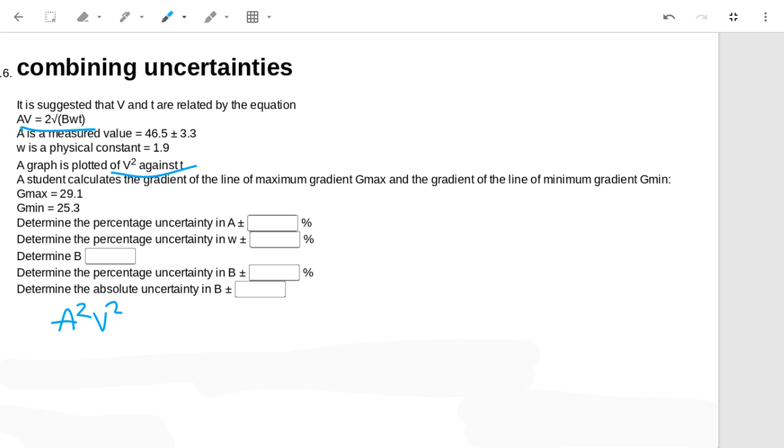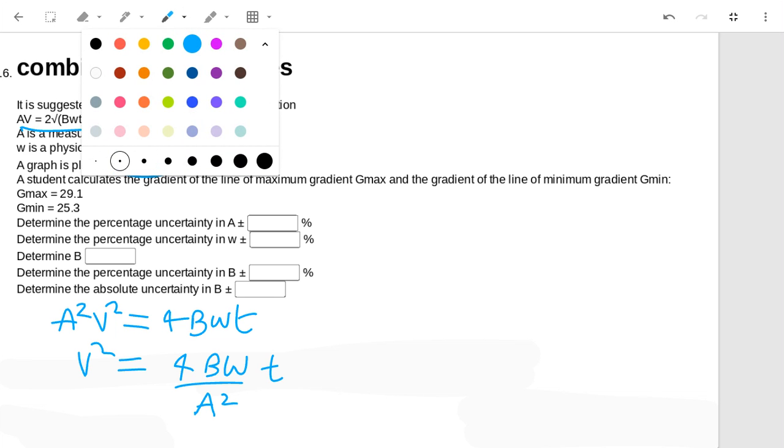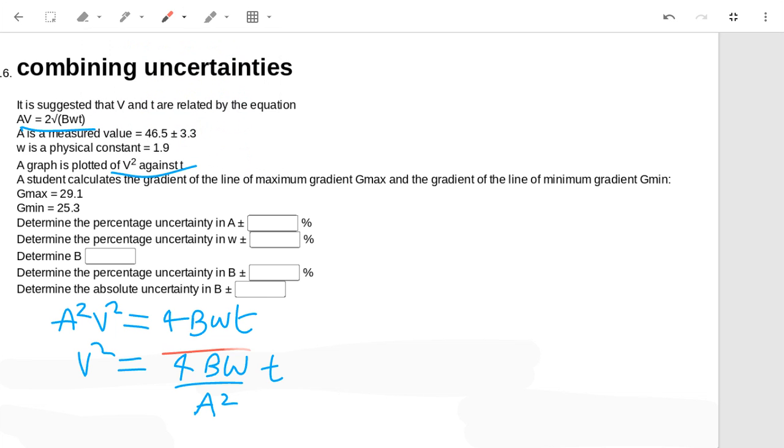So a squared v squared equals 4bwt. Move the a squared onto the other side. So I get 4bw over a squared times t. Now this thing here equals the gradient.